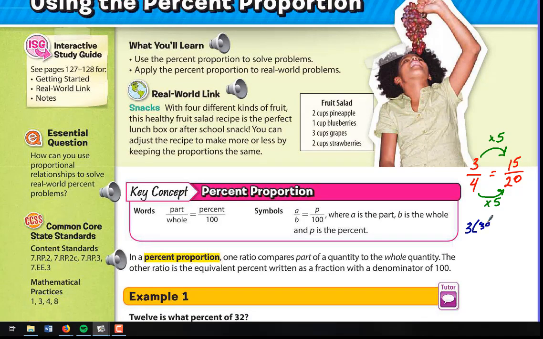So our 3 times 20 being equivalent to 4 times 15. And if you multiply 3 times 20, you get 60. And if you multiply 4 times 15, you get 60. So as long as those things are the same, the cross products are the same, or there is a constant value you multiply by, you know that your 2 different fractions, 2 different ratios, represent a proportion.